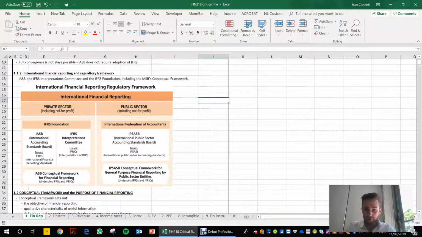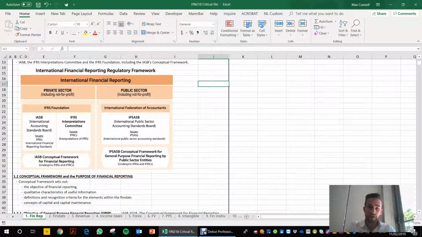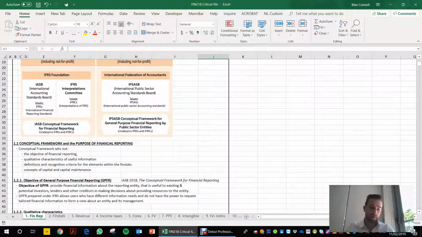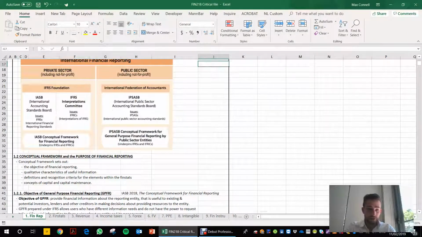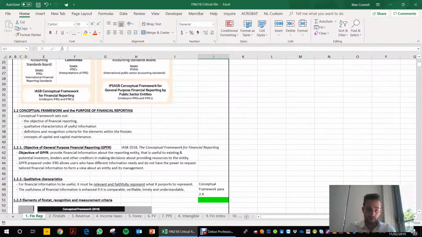I'll probably skip through this one quickly. This is just outlining how the Conceptual Framework interacts with the International Accounting Standards Board. The Accounting Board develops the Conceptual Framework, and this is the set of rules and definitions as to how to set out your accounting and financial reports. Again, it doesn't come up in exam questions very often, so I'm just going to move forward quickly.